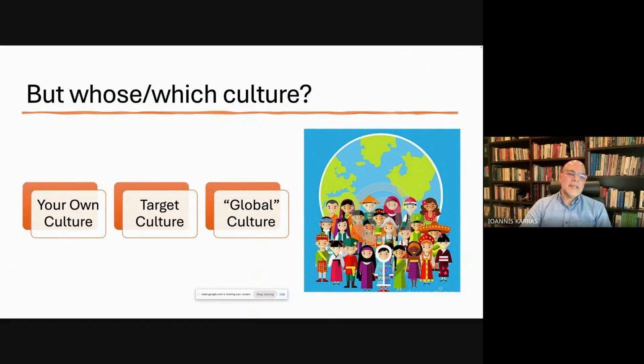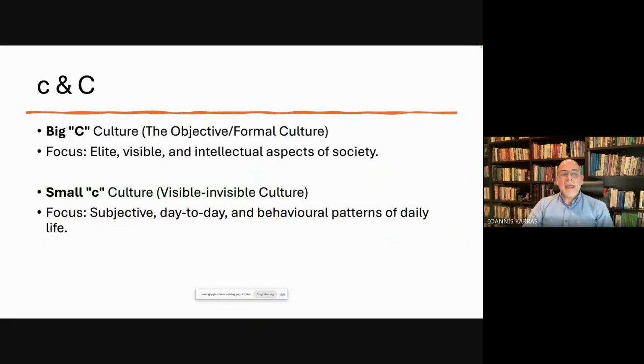Not all course books, as I said, a lot of course books have moved beyond that, thankfully, but I think we still have a long way to go. And talking about culture, keep in mind this distinction between big C and small c culture, because often we think about culture at the national level, like Italian culture, Portuguese culture, Greek culture, but we should also be looking at culture with a small c. The focus here is more on day-to-day and behavioral patterns of daily life. And we'll come back to this a little bit later.